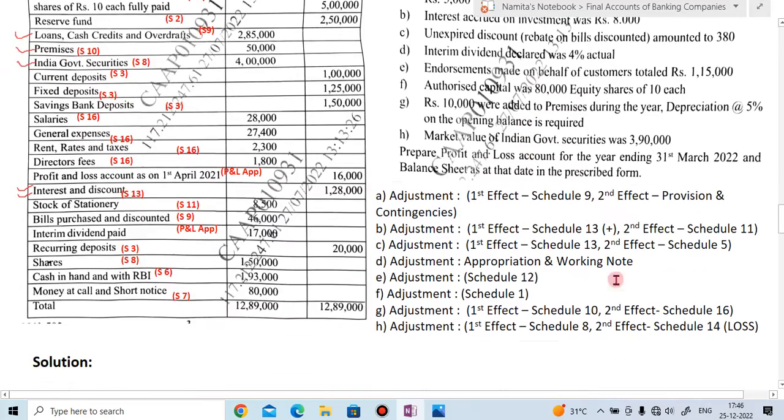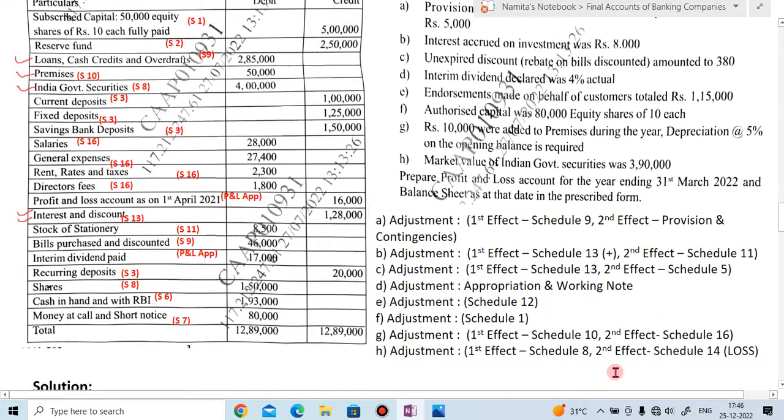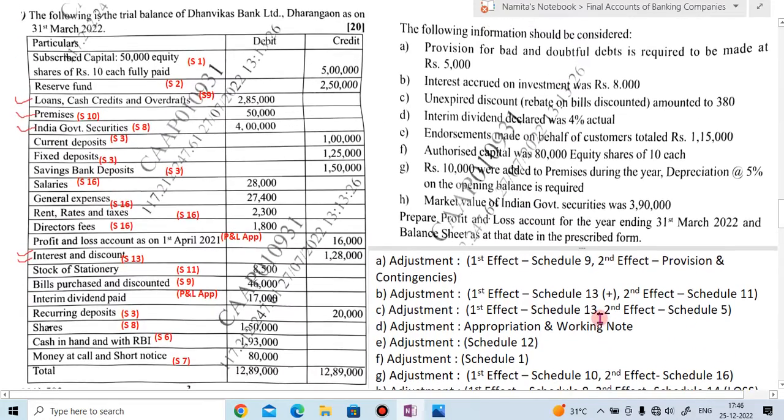Adjustment. Okay, now here for adjustment also I have given some information. Adjustment number A: every adjustment will have 2 effects. So the first effect, adjustment number A, will be in schedule number 9. The second effect will be in provision and contingency.